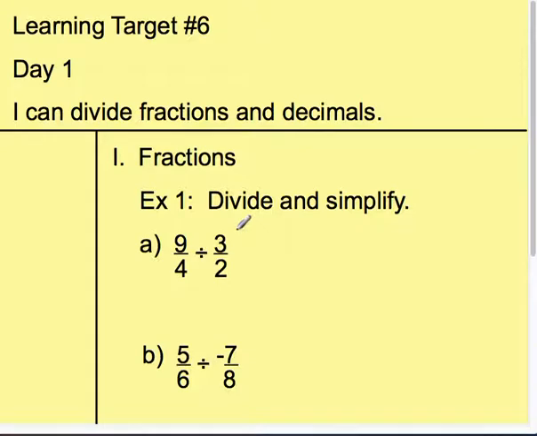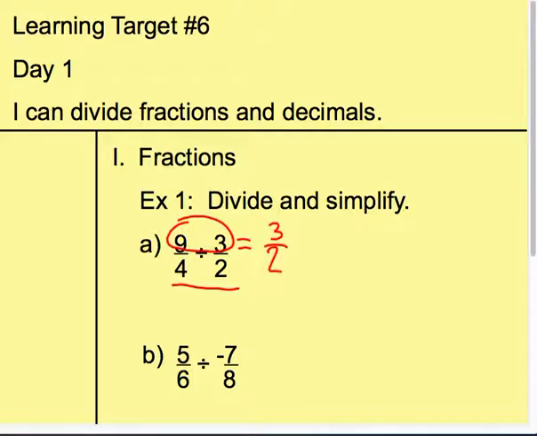All right, so we are on learning target 6, which is division. We're starting with division of fractions. Our first example here is 9/4 divided by 3/2. We can divide fractions the same way that we multiply fractions, and you can divide straight across. So 9 divided by 3 in the numerator gives us 3. And in the denominator, we have 4 divided by 2, which is 2.